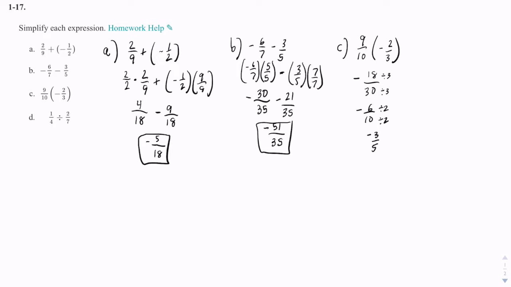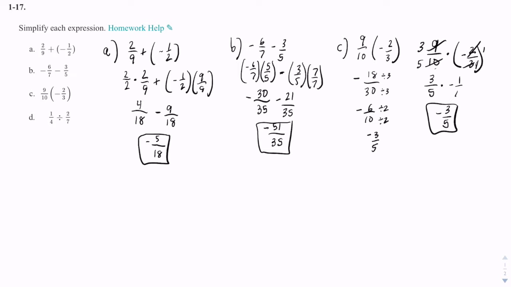Now, the easier way to do these problems, right, when I have 9/10 times, right, -2/3, the easier way is to cross cancel. So the 9 and the 3 cross cancel, and this becomes a 1 and a 3. And the 2 and the 10 can be reduced, and this becomes a 1 and a 5, right? And now what I really have is 3/5 times -1/1, right? Which is just -3/5. So whenever you can cross cancel, it's going to save you some time in the end.